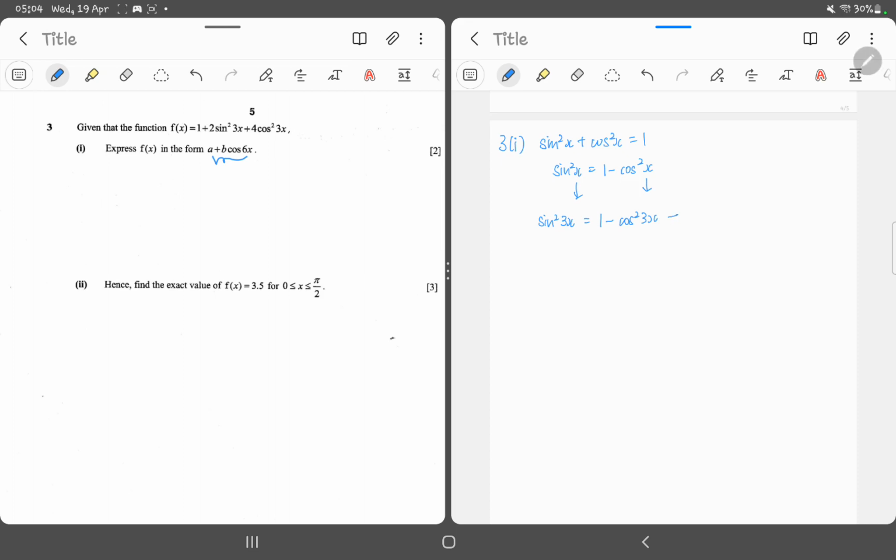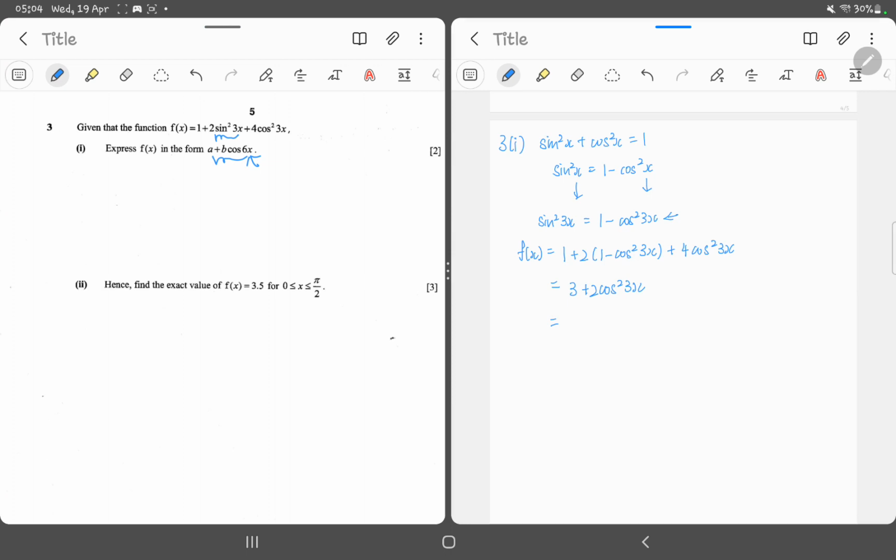So using this equation over here, I am going to substitute in here. So f(x) equals 1 plus 2 bracket 1 minus cosine square 3x plus 4 cosine square 3x. So this is actually equal to 3 plus 2 cosine square 3x. And we want to force this cosine 6x out.